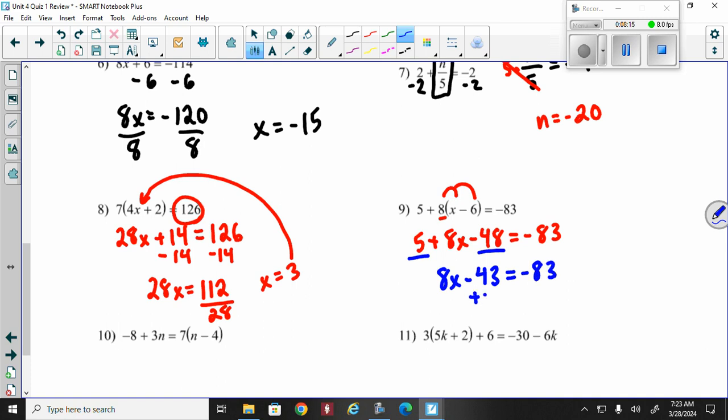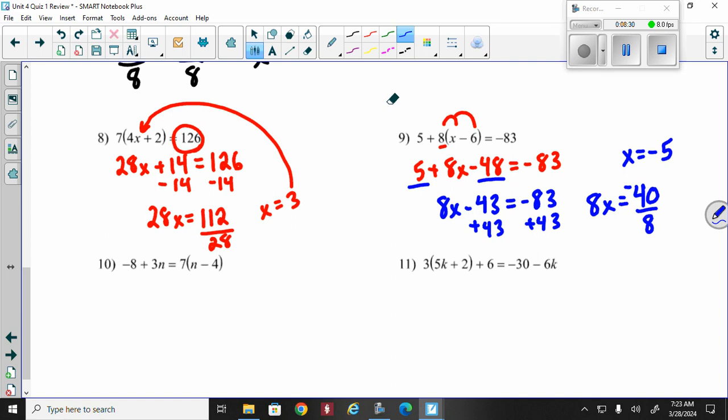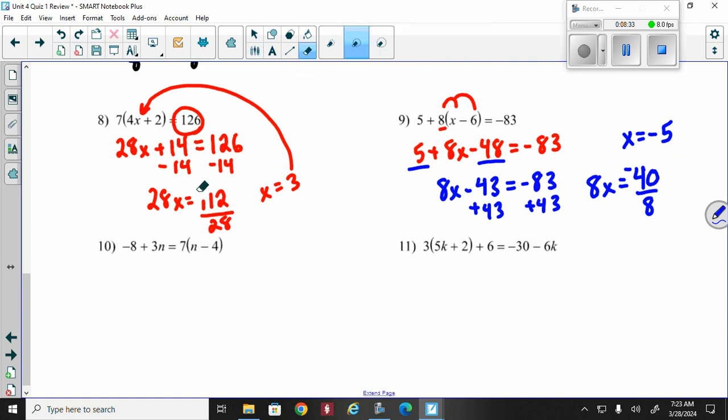And then I'm going to add 43, and I get 8x is equal to negative 40. Divide by 8, x is equal to negative 5. So for question number 10, you have a situation where now you're going to have some variables on both sides.